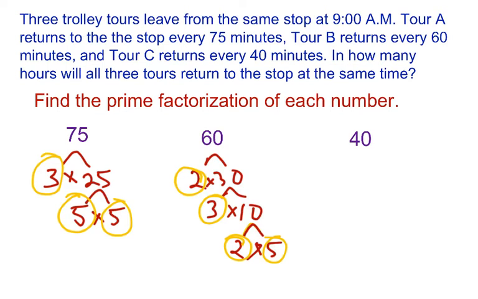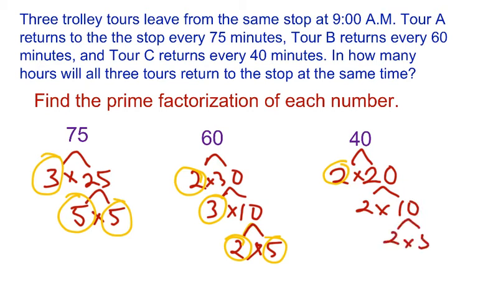Now looking at 40, 2 times 20, 2 is prime, and then I have 2 times 10 and 2 times 5. So if you're not sure how to find prime factorization, go back to the previous tutorial where I teach prime factorization of numbers using a factor tree.